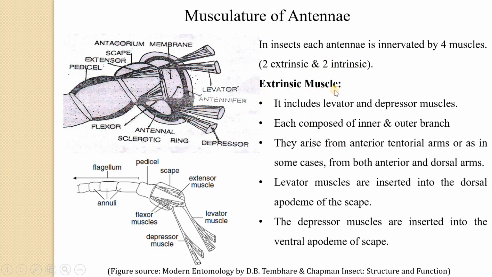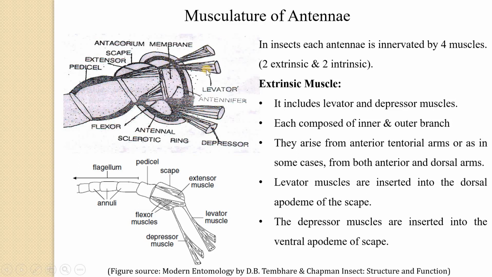First of all, the extrinsic muscles. Now the extrinsic muscles include the levator muscles and the depressor muscles. So if you see these 2 diagrams here, this one is a pair of levator muscles and this is a pair of depressor muscles. Means extrinsic muscles include 2 categories of muscles, levator muscles and depressor muscles. Now each of them is composed of two further branches, one inner and another outer.